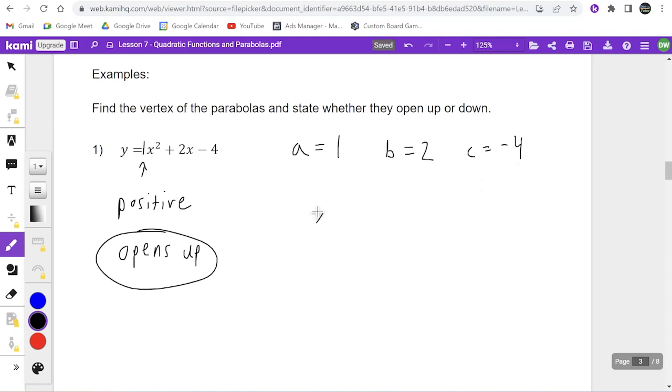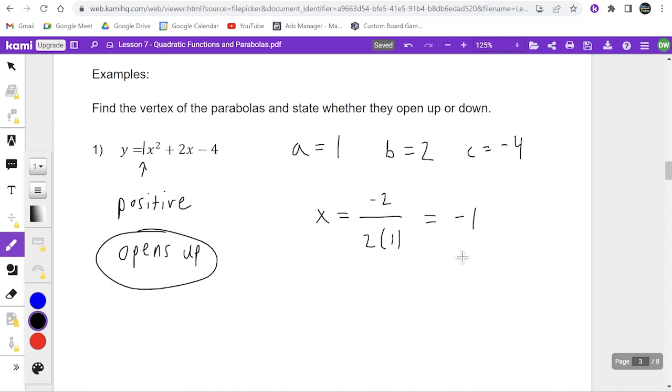Now if I want to find the x vertex, I'm going to say x equals negative b over 2a, which is negative 2 divided by 2 times 1. You do the math here, you're going to get negative 2 over 2. You're going to get negative 1 for your x vertex.